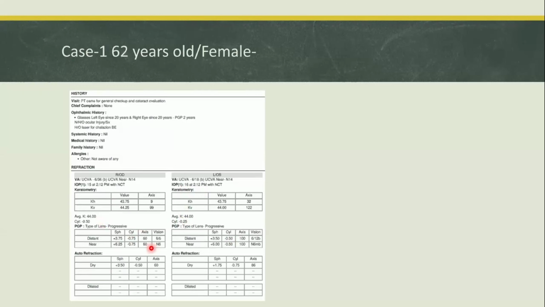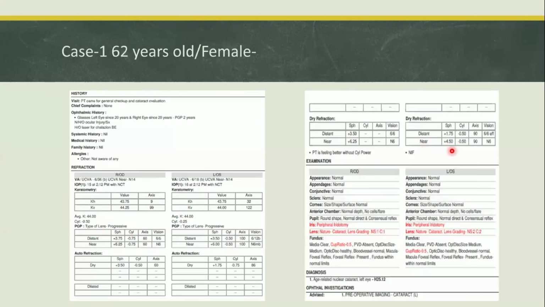Though the visual acuity is 6/6 in the right eye, it improved to 6/12 with glasses. Looking at the best corrected, the patient was using plus 3.5, but it was reduced, so there was a myopic shift because of the chances of nuclear sclerosis. On examination, the patient has NS1 and cortical 1 in the right eye, and NS2 and C2 in the left eye. There is a cup disc ratio of 0.5.